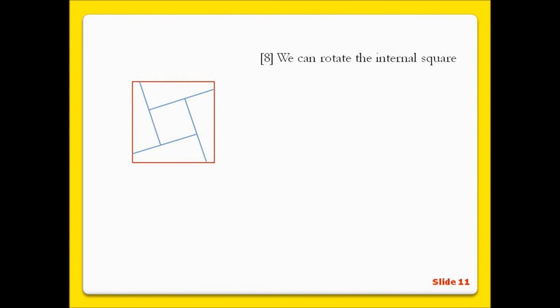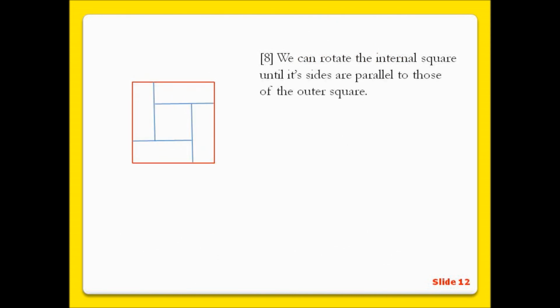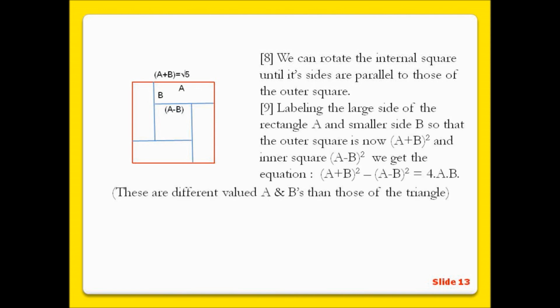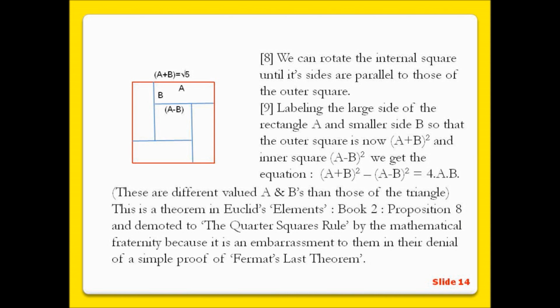We can rotate the internal square until its sides are parallel to those of the outer square. Labelling the larger side of the rectangle A and smaller side B, so that the outer square is now A plus B all squared and inner square A minus B all squared, we get the equation A plus B all squared minus A minus B all squared equals 4AB. These are different valued A and B's than those of the triangle. This is a theorem in Euclid's Elements, Book 2, Proposition 8, and demoted to the quarter squares rule by the mathematical fraternity because, in my opinion, it is an embarrassment to them in their denial of a simple proof of Fermat's last theorem.